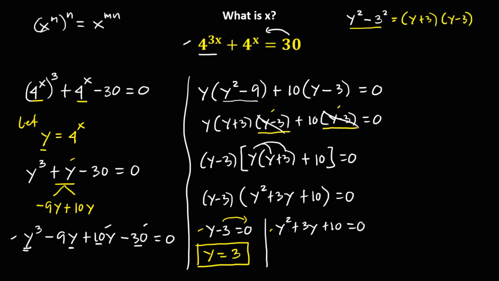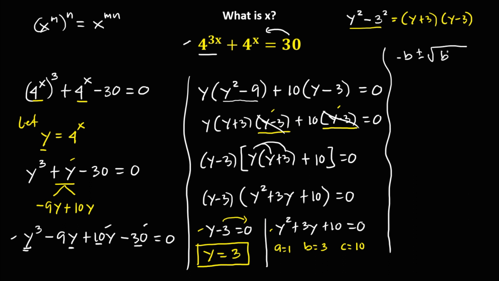Then for this quadratic equation, we can use the quadratic formula. And for this given, a equals 1, b equals 3, and c equals positive 10. So using the quadratic formula, negative b plus minus square root of b squared minus 4ac over 2a, then substitute now the values. So b is positive 3, so we have minus 3 plus minus square root of 3 squared, then minus 4 times a, that's 1, times c, that's 10, then over 2 times a is 1.